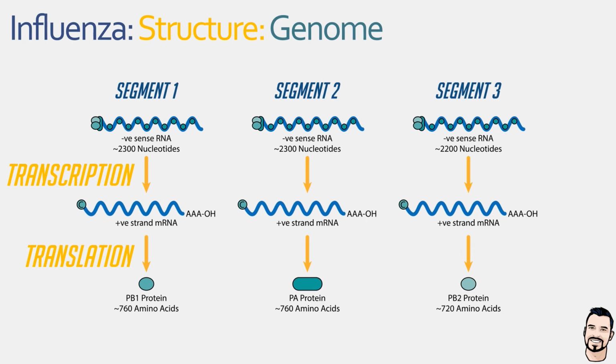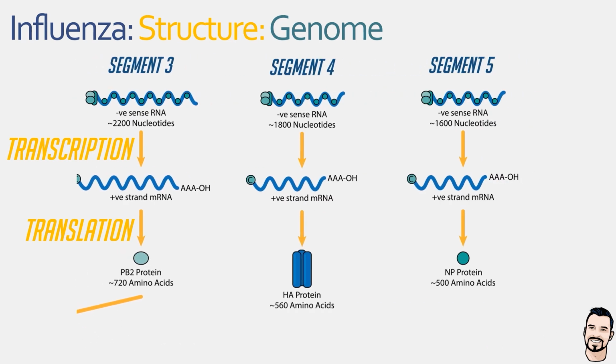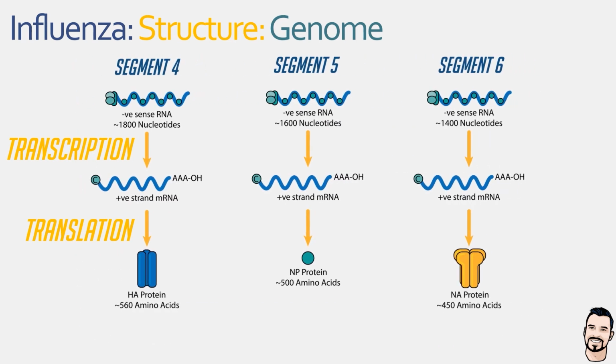And as we learnt in the viral structure section, these 3 proteins come together and form the RNA-dependent RNA polymerase, which can then be used to transcribe viral genes, replicate the negative sense strand of viral RNA, cap bind and perform various endonuclease activities. Now the same process occurs with the next segment of the influenza genome. Segment 4 is around 1,800 nucleotides in length and encodes for the hemagglutinin protein, which is made from approximately 560 amino acids. And just like before, following transcription, it has this polyadenine tail to help with nuclear export.